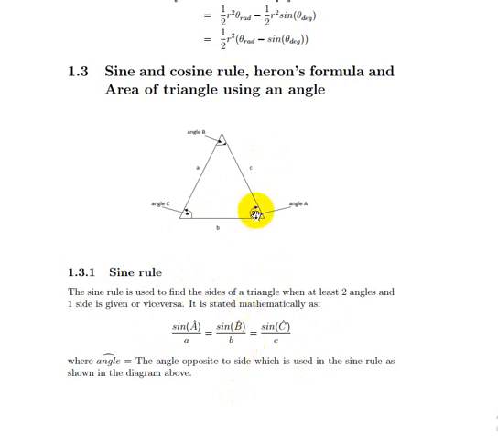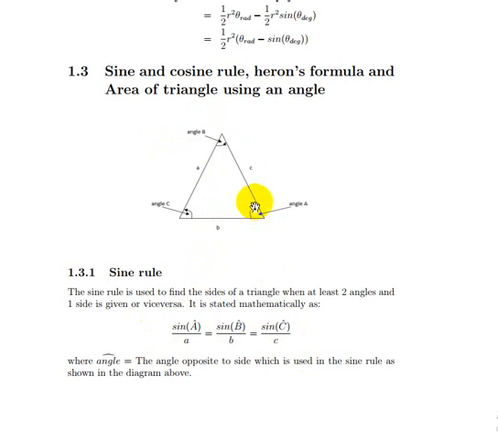So if you are given two angles in a triangle and you are given only one side, and you are asked to calculate the opposite side, then you can use the sine rule. Example: if I'm given angle A to be 30 degrees, angle B to be 60 degrees, and the side B to be 3 centimeters, and they ask me to find the side A, I'll use the sine rule.